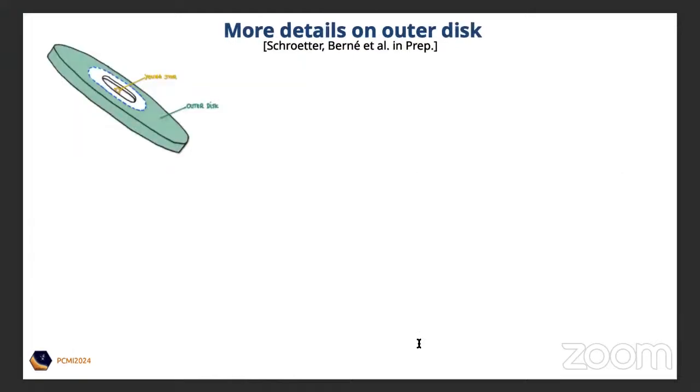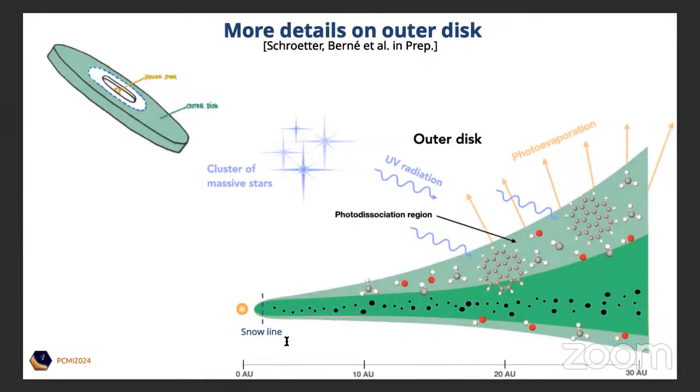So now we have more details on the composition of the outer disk of such an object. And if we take a slice of it, much more detail. You can see that the UV radiation here triggers the photodissociation region, so photoevaporation, where you can find PAHs, CH3+, CO, etc. in the outer disk.